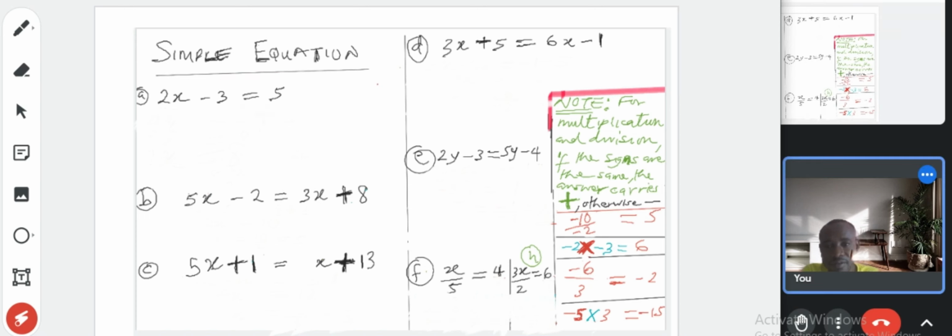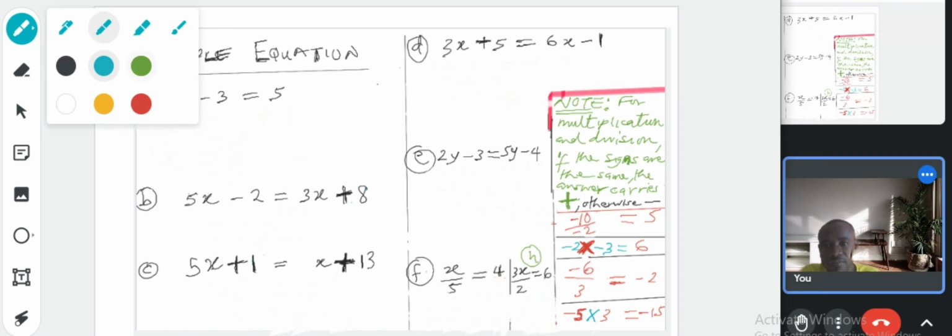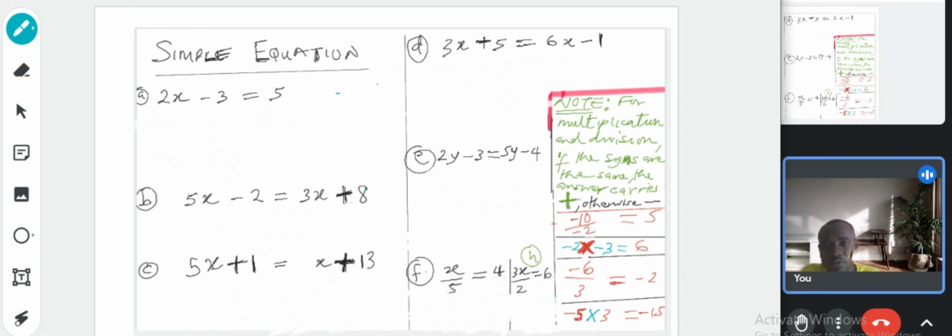I said you move the minus 3 to the other side. Oh, that's cool. We move the minus 3 to the other side. It becomes plus 3, isn't it? Alright, so while you say that, I'll write it down. That's correct. 2x equals, you write the 5 that is already there, and then you move the minus 3, it becomes plus 3.